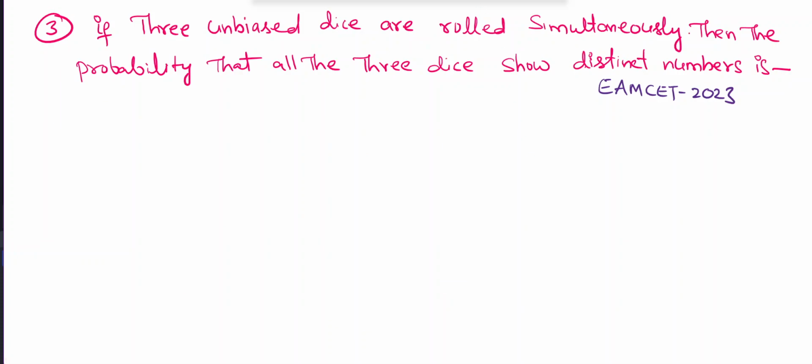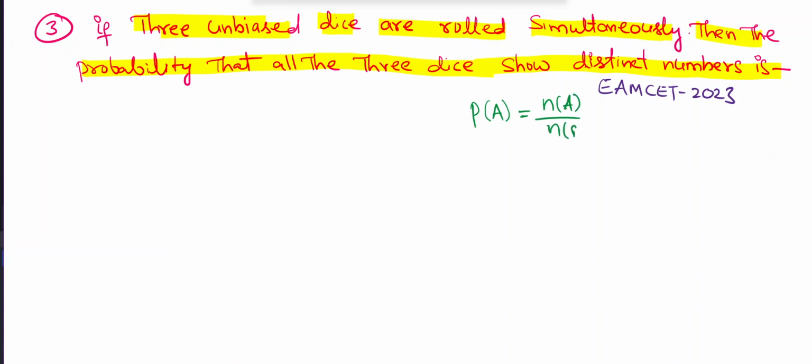This is the third question from probability. If 3 unbiased dice are rolled simultaneously, then the probability that all the 3 dice show distinct numbers is dash. We know the formula for probability of A is equal to N of A by N of S. Here N of S, when 3 dice are rolled, is 6 into 6 into 6, that is equal to 6 cube.